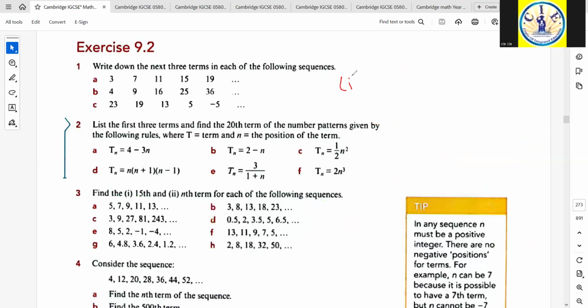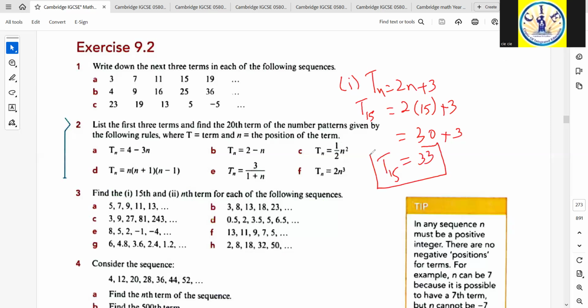Now I come towards the first part. We need to calculate the 15th term. That means we need to replace n by 15. So that is 30 plus 3, that is 33. The 15th term of this sequence is going to be 33. So that completes our part A and its subparts 1 and 2.